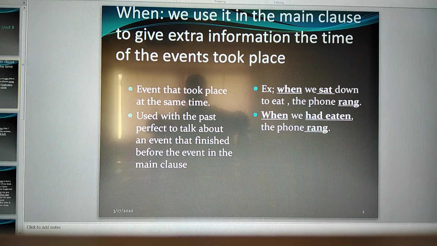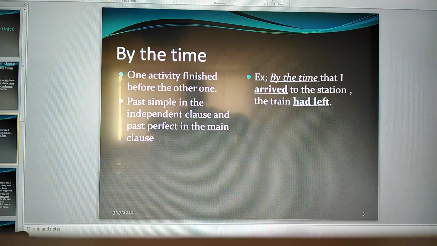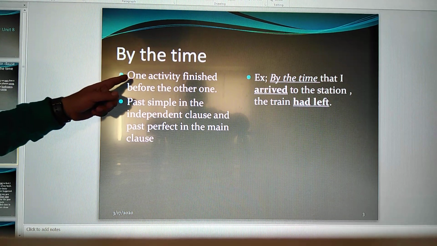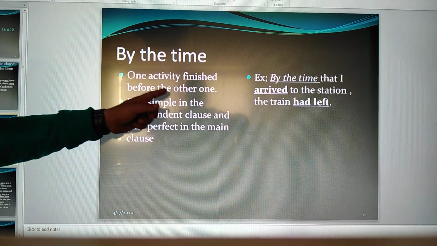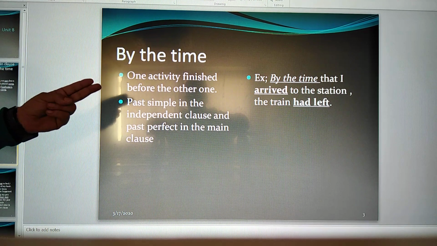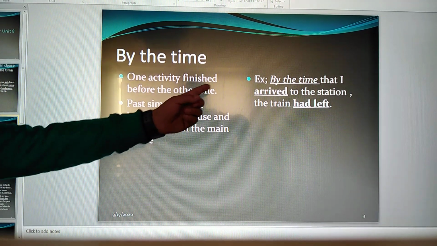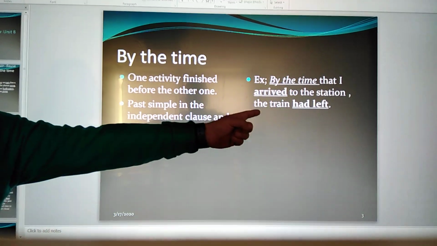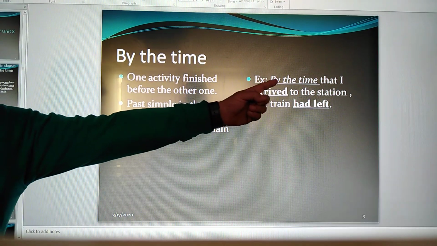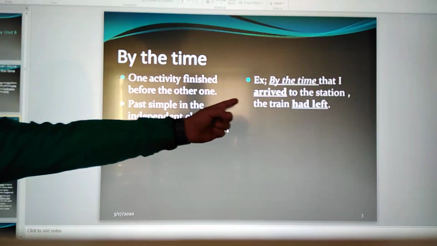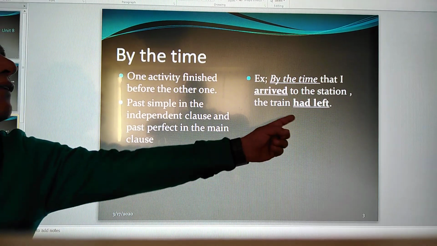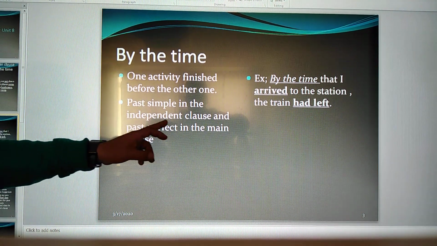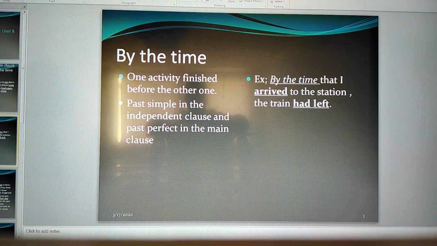Okay, let's move to the second one. The second one is by the time. By the time is used when one activity finished before the other one. So we have two activities, one finished before the other one. The example, by the time that I arrived to the station, the train had left. So by the time I arrived, it's in the simple past, but notice that had left is in the past perfect. The past simple in the independent clause and the past perfect in the main clause.